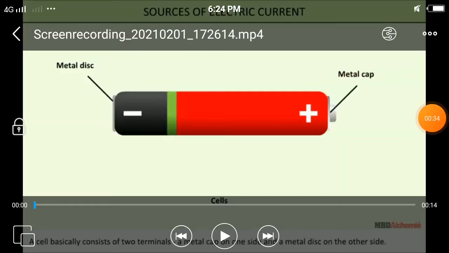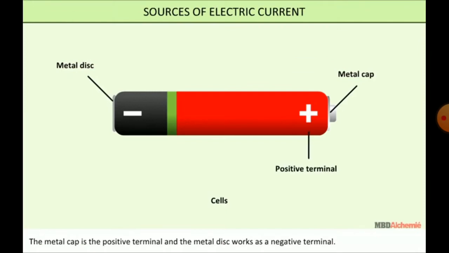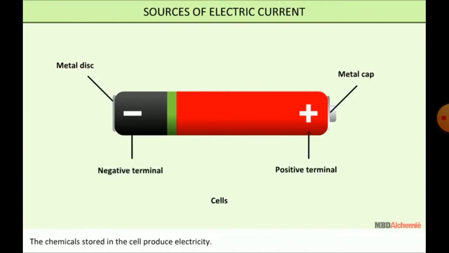Next, sources of electric current. An electric cell is known as a source of electric current. A cell basically consists of two terminals, a metal cap on one side and a metal disc on the other side. The metal cap is the positive terminal and the metal disc works as the negative terminal. The chemicals stored in the cell produce electricity.